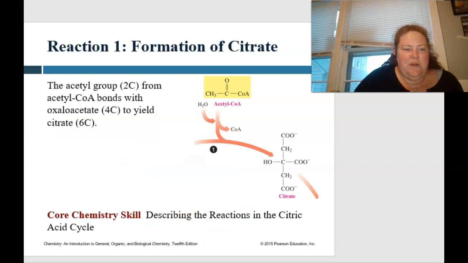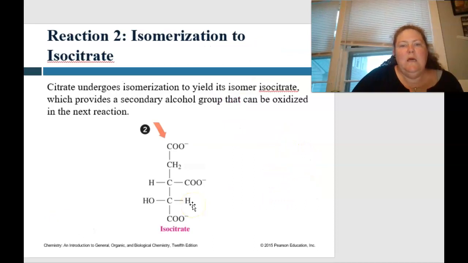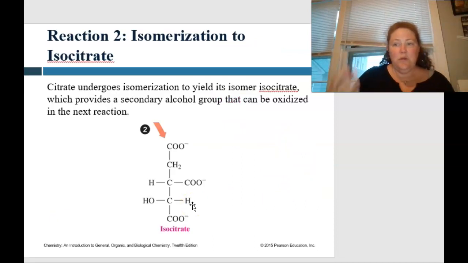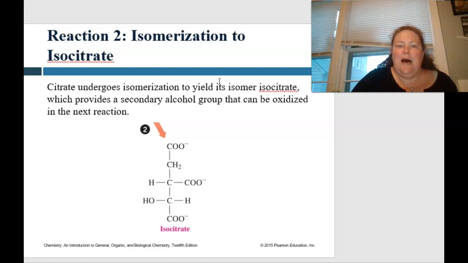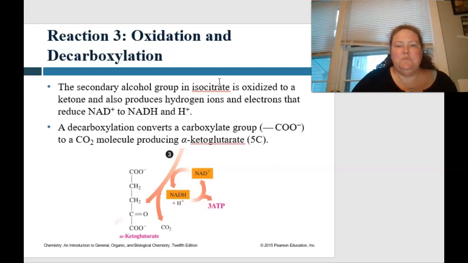So speaking of the specific reactions, in reaction 1, this is when we form citrate. The acetyl group, which again is 2 carbons from acetyl-CoA, bonds with the oxaloacetate 4-carbon group to yield citrate, and this is 6 carbons. And you can see this here. You can count 1, 2, 3, 4, 5, 6. Reaction 2 is the isomerization, or the reorganization, to isocitrate. The citrate undergoes isomerization, or that reorganization that we talked about in the first part of the semester, to yield its isomer isocitrate. And this provides a secondary alcohol group that can be oxidized in the next reaction.